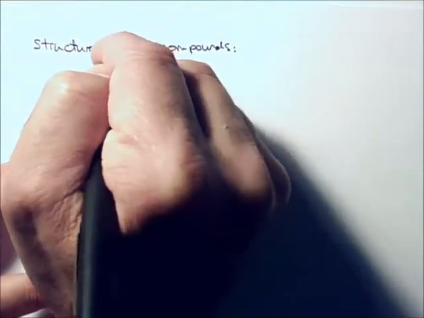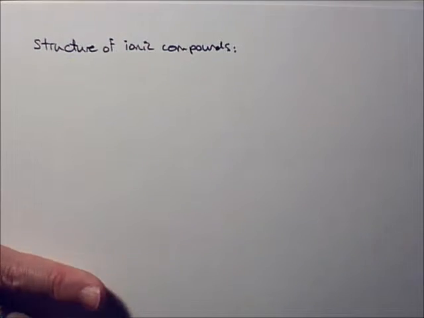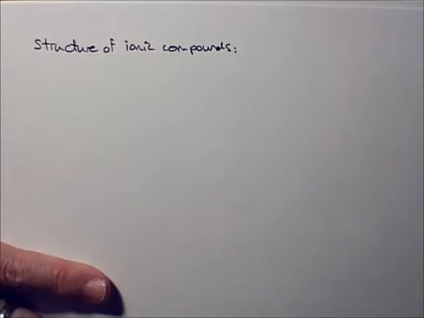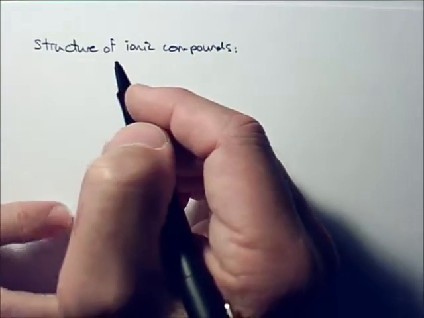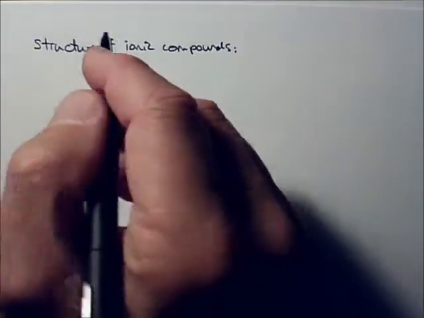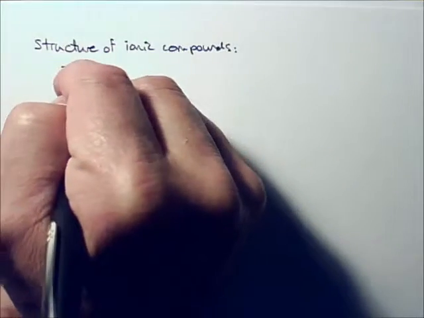Can anybody think of a really simple ionic compound? H2O is covalent. Table salt. Table salt is an ionic compound. Okay? There you go. Sugar's actually covalent. All right. So, what is the formula of table salt? Oh, y'all know that. Good.